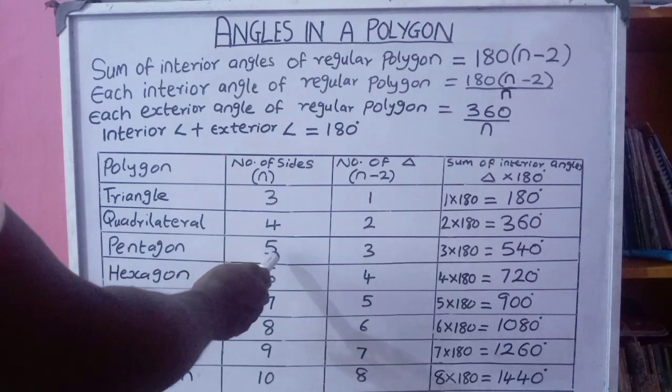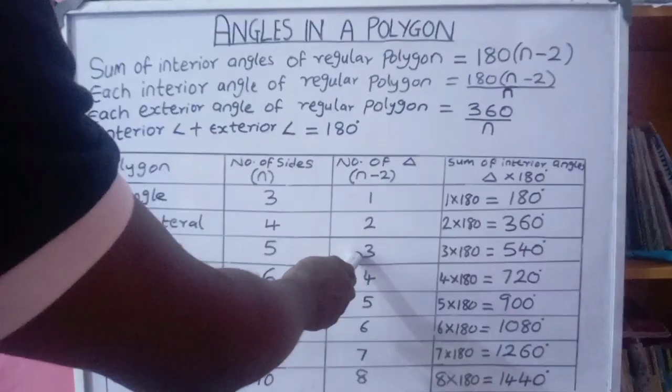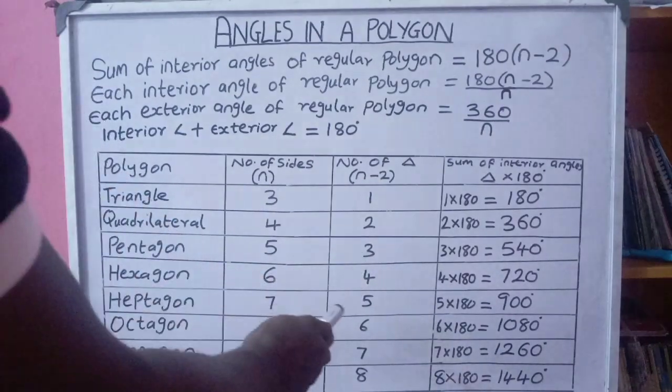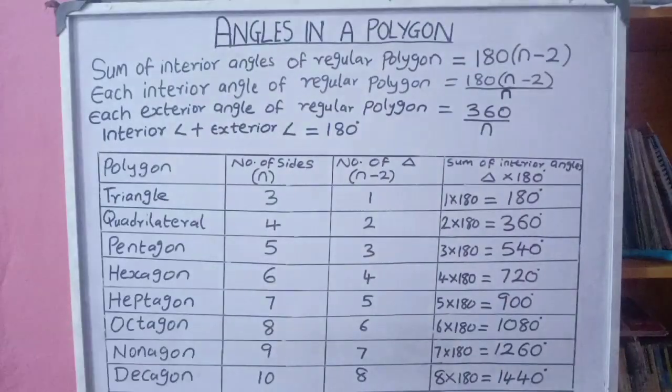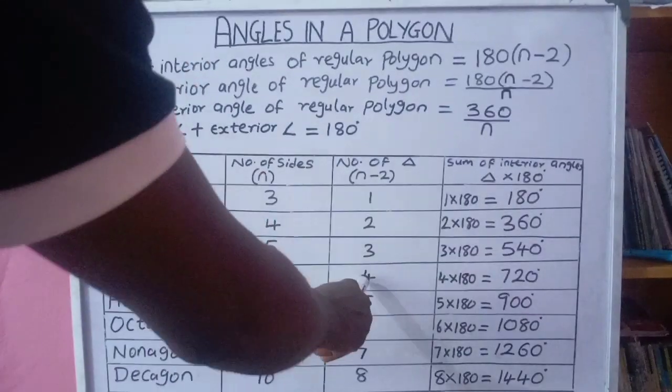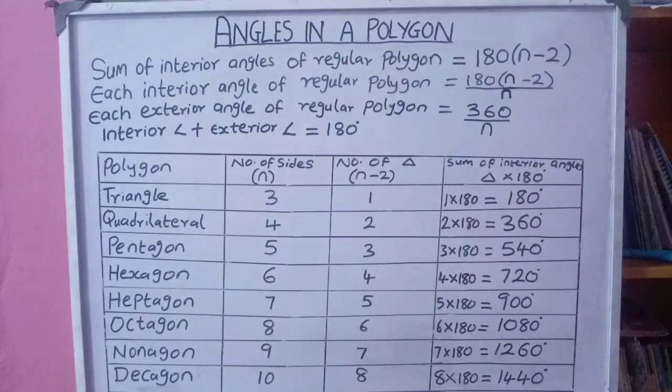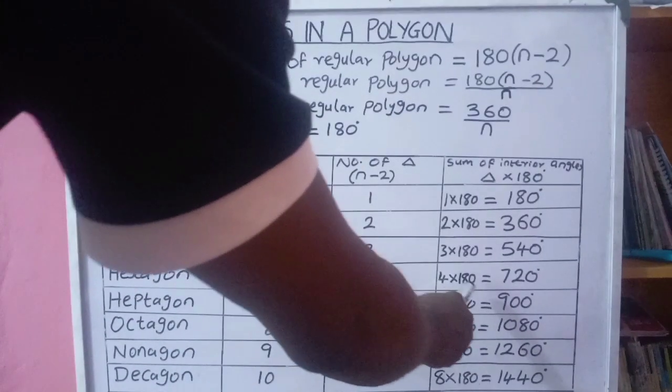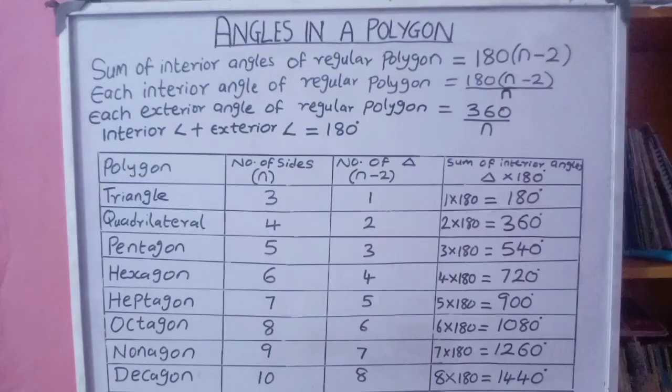Pentagon has 5 sides. 5 minus 2 gives us 3, meaning that it has 3 triangles. 3 multiplied by 180 gives us 540 degrees, which is the sum of the interior angles of any pentagon. Hexagon has 6 sides. Then 6 minus 2 gives us 4. That is to say 4 triangles. 4 multiplied by 180 gives us 720 degrees.